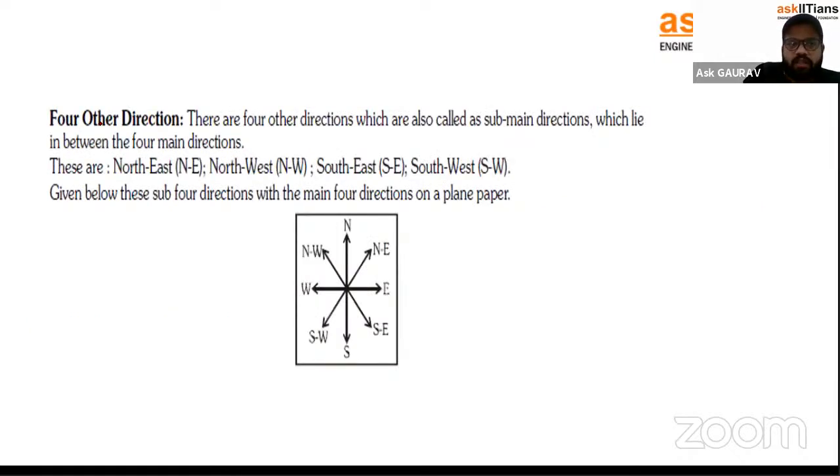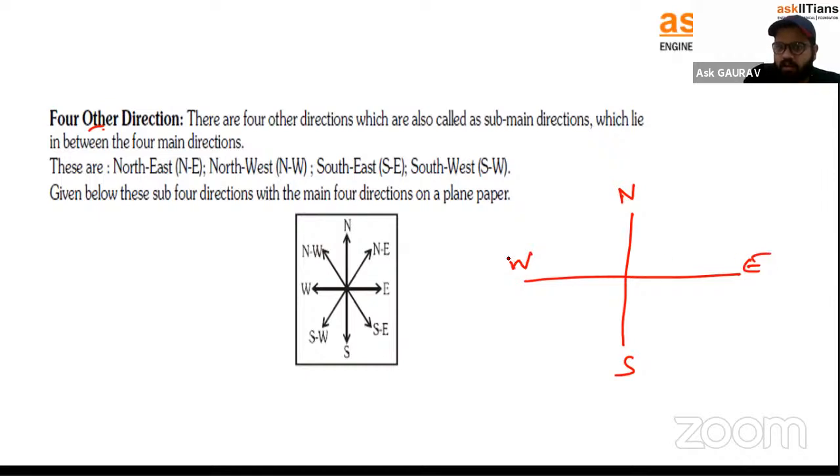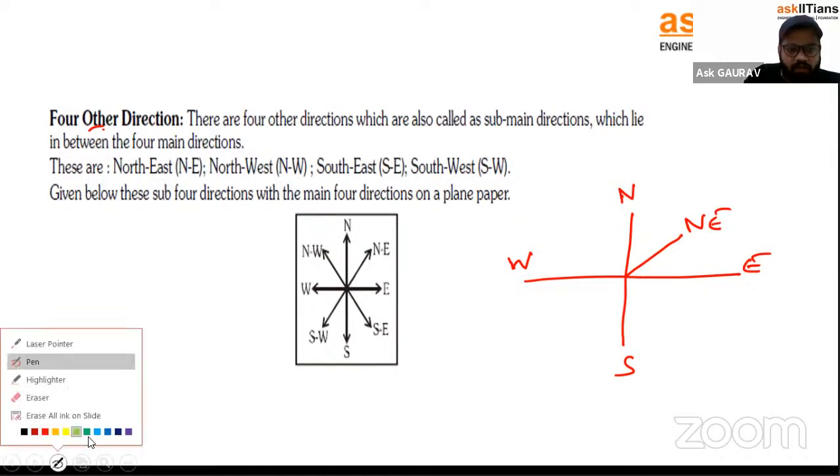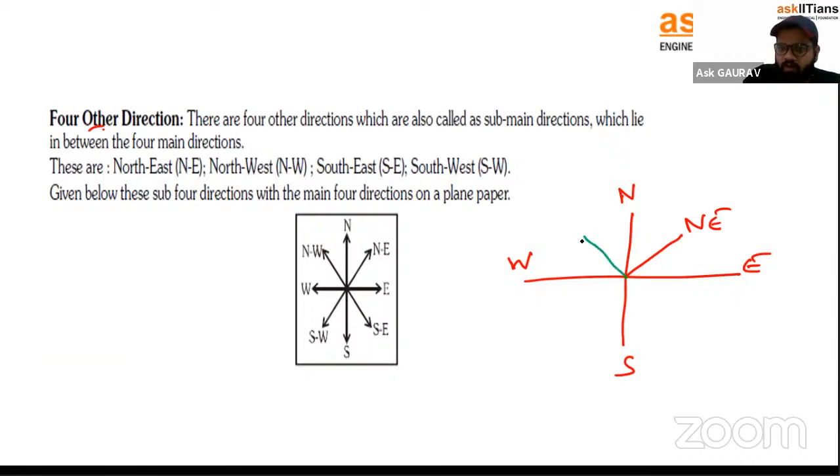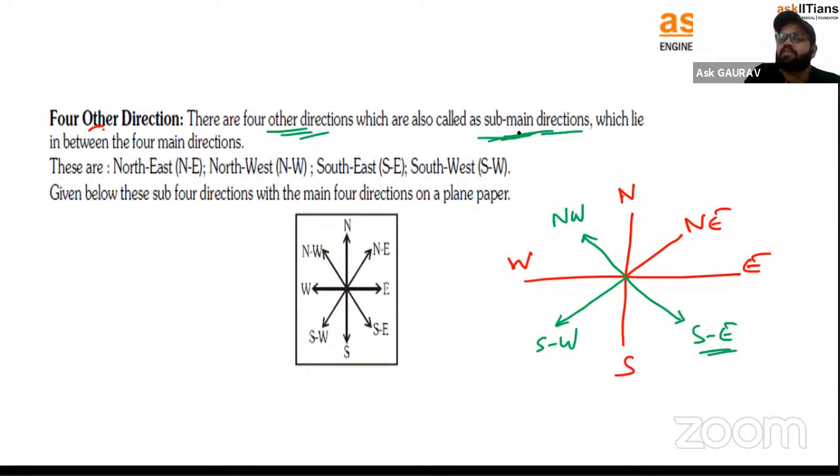Now, the four other directions. When we have north, south, west, east, if we have a direction between north and east, that is known as northeast. Between north and west, we have northwest. This is the northwest direction, and this is southwest, and this we have the southeast direction between them, right? So these are the other four directions.